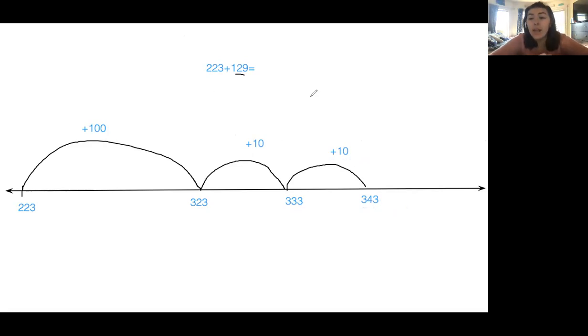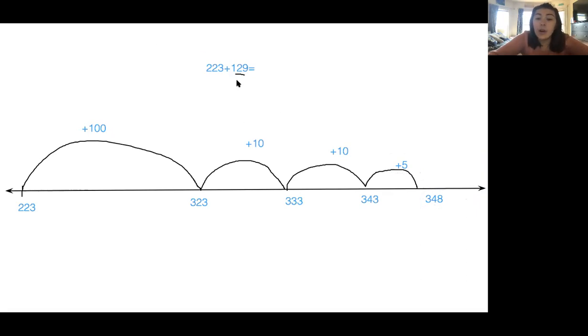And now I need to do 9 jumps of 1. Or I can break this down and I can do jumps of 5 and then 1s as well, which I think I'm going to do because I'm running out of space on my number line. So I'm going to start by doing a jump of 5. So what is 5 more than 343? 348. Nice job.